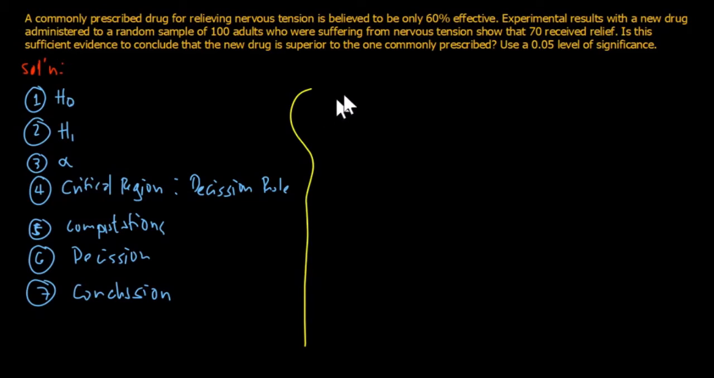Okay, so we'll start here with the first step. We state our null hypothesis. Our null hypothesis, because we are going to prove if our drug is more superior than the commonly prescribed. So our null hypothesis is, we'll say that the drug is not superior compared to the commonly prescribed drugs. If it is not superior, then the effectiveness of our drug is equal to the effectiveness of the commonly prescribed drug, which is 0.6 or 60%.